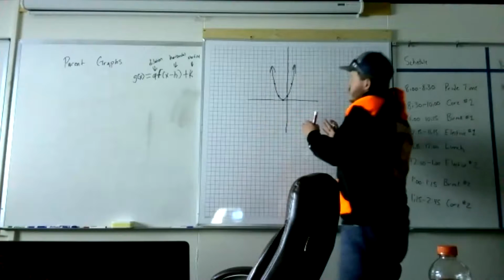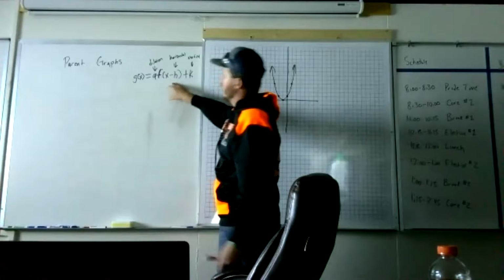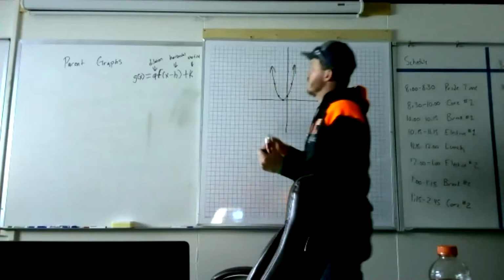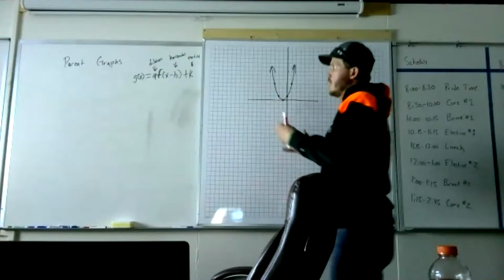Okay, so that graph has just been shifted to the left because it has a horizontal translation factor of -1. So it's shifted 1 unit to the left. No stretching, no nothing like that. It's just shifted.